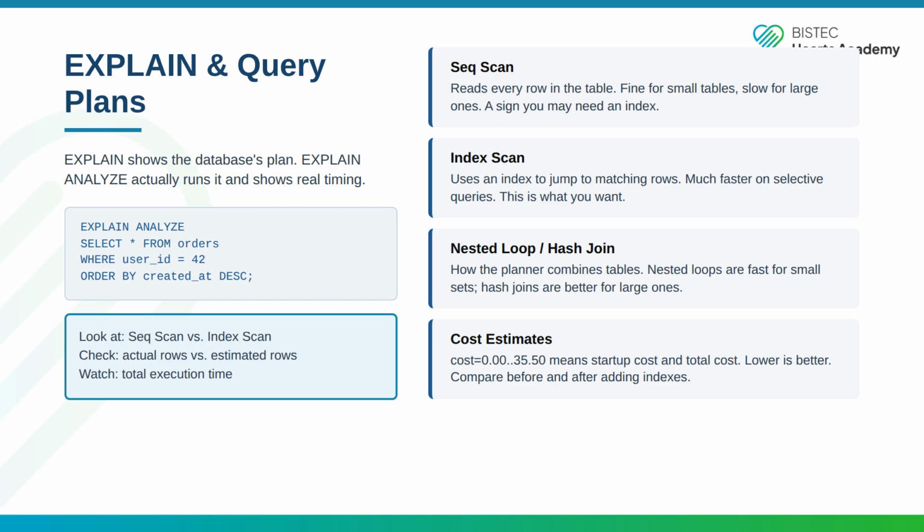Also compare actual rows to estimated rows. If the planner estimates 10 rows but actually gets 100,000, the statistics are stale. Run ANALYZE on the table to update them. Stale statistics are one of the most common causes of bad query plans.